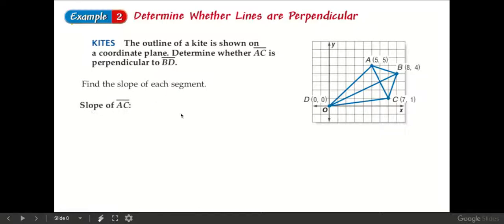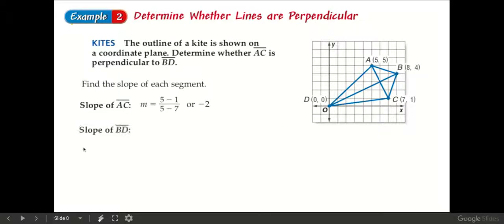So the slope of A to C, so the slope from this point to this point, right? I have my x and y coordinates. I'm just going to go ahead and use my slope formula, right? Subtract the y's from each other over subtracting the x's from each other. I know 5 minus 1 is 4, and 5 minus 7 is -2. So that's going to give me a slope of -2, right? Because 4 over -2 is just -2. And so now I know this has a slope of -2.